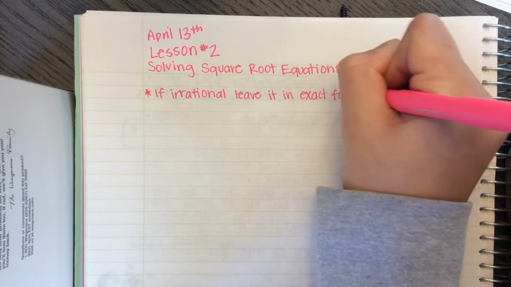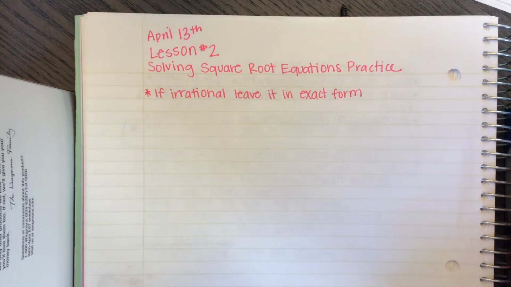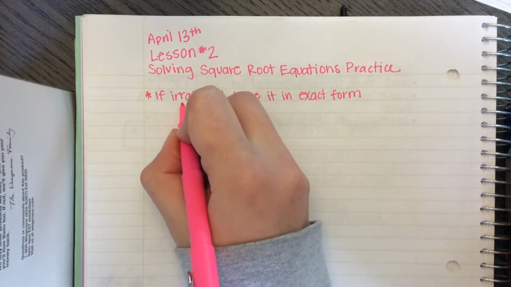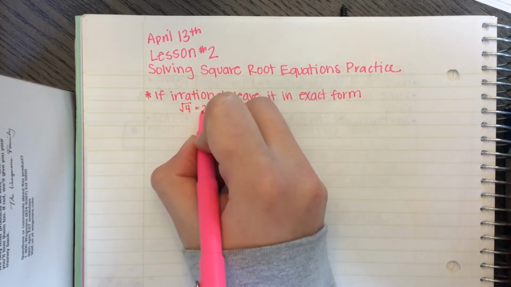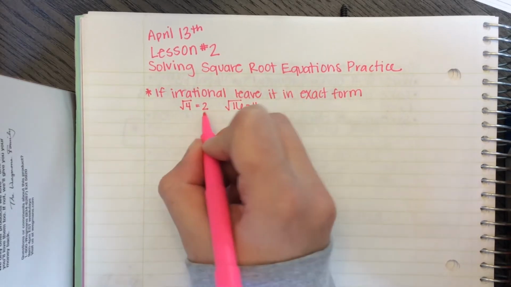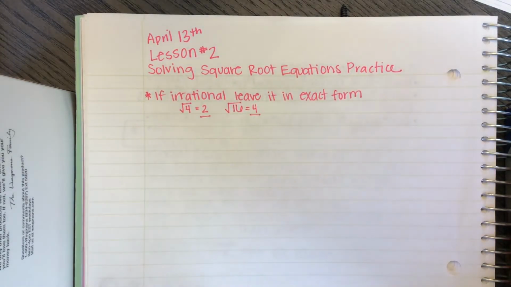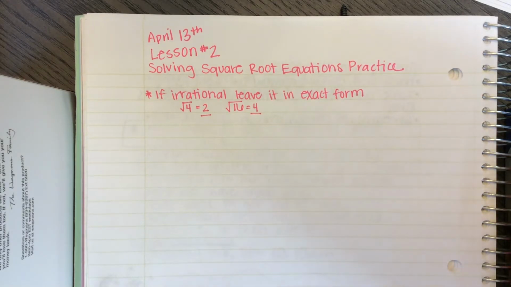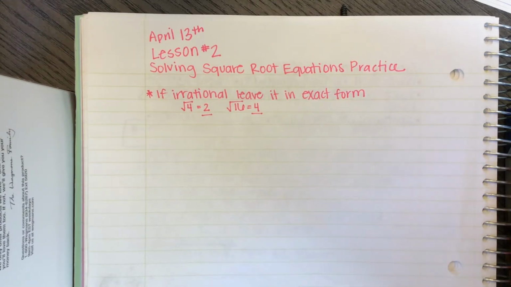So what that means, and you should have watched this in the last videos, for example, the square root of 4 is 2. The square root of 16 is 4. These are all exact answers. They end. The square root of 4 is 2 and the square root of 16 is 4.